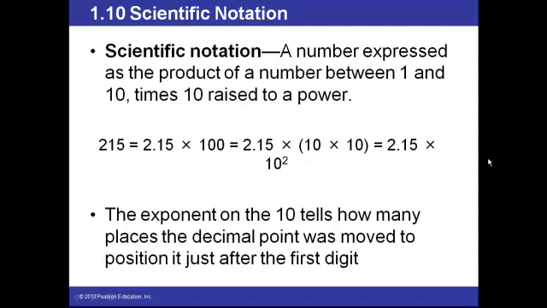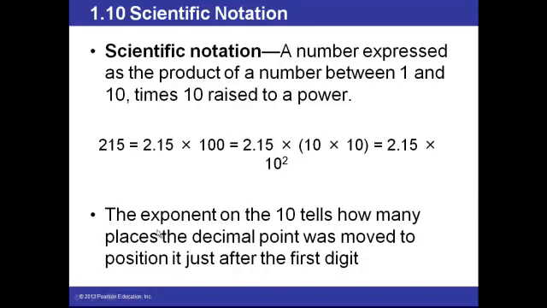So another concept that we need to take into account is scientific notation. A number can be expressed as the product of a number between 1 and 10 times 10 raised to a power. This is just another way that we can write out very large or very small numbers to make it easier to read. And scientific notation is actually also useful for indicating the significant figures in a measurement.